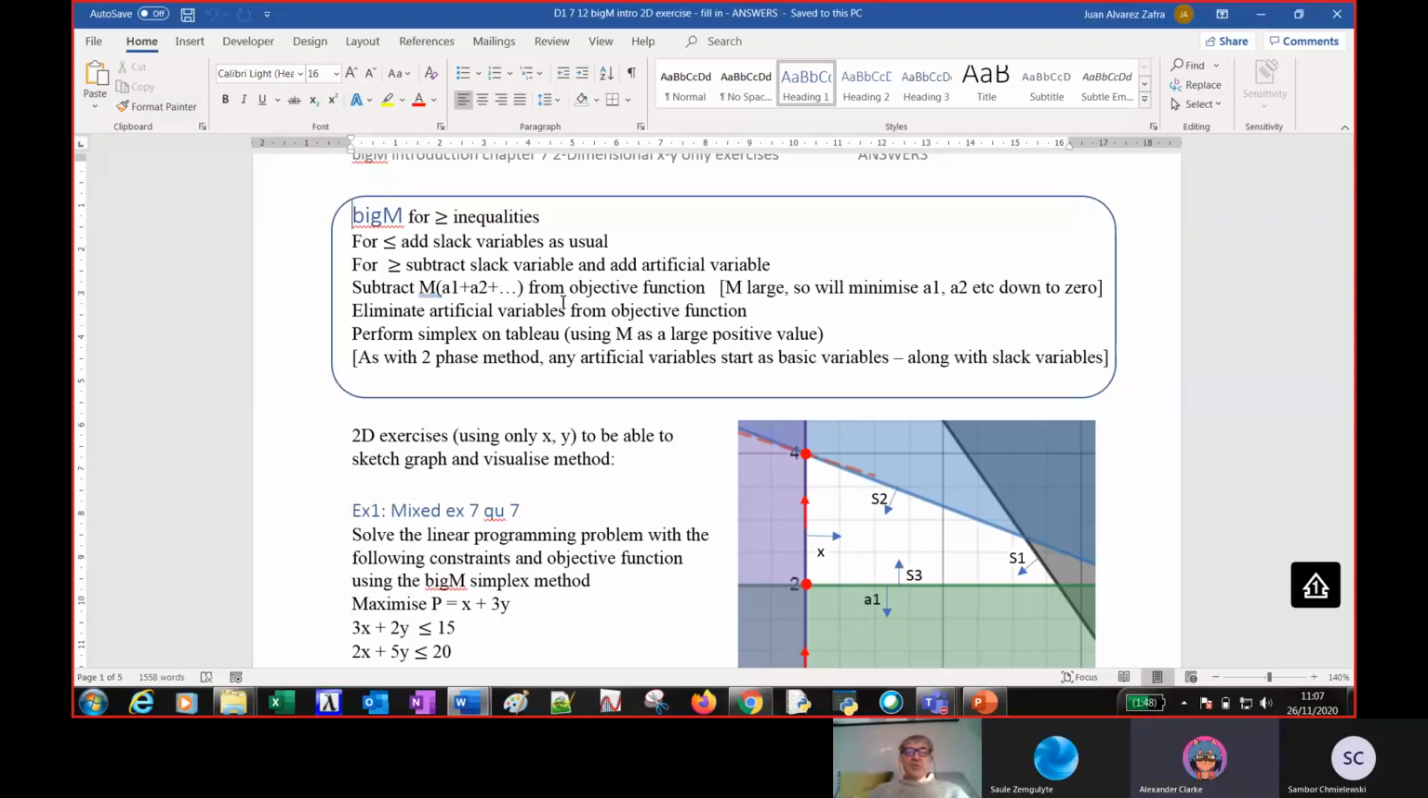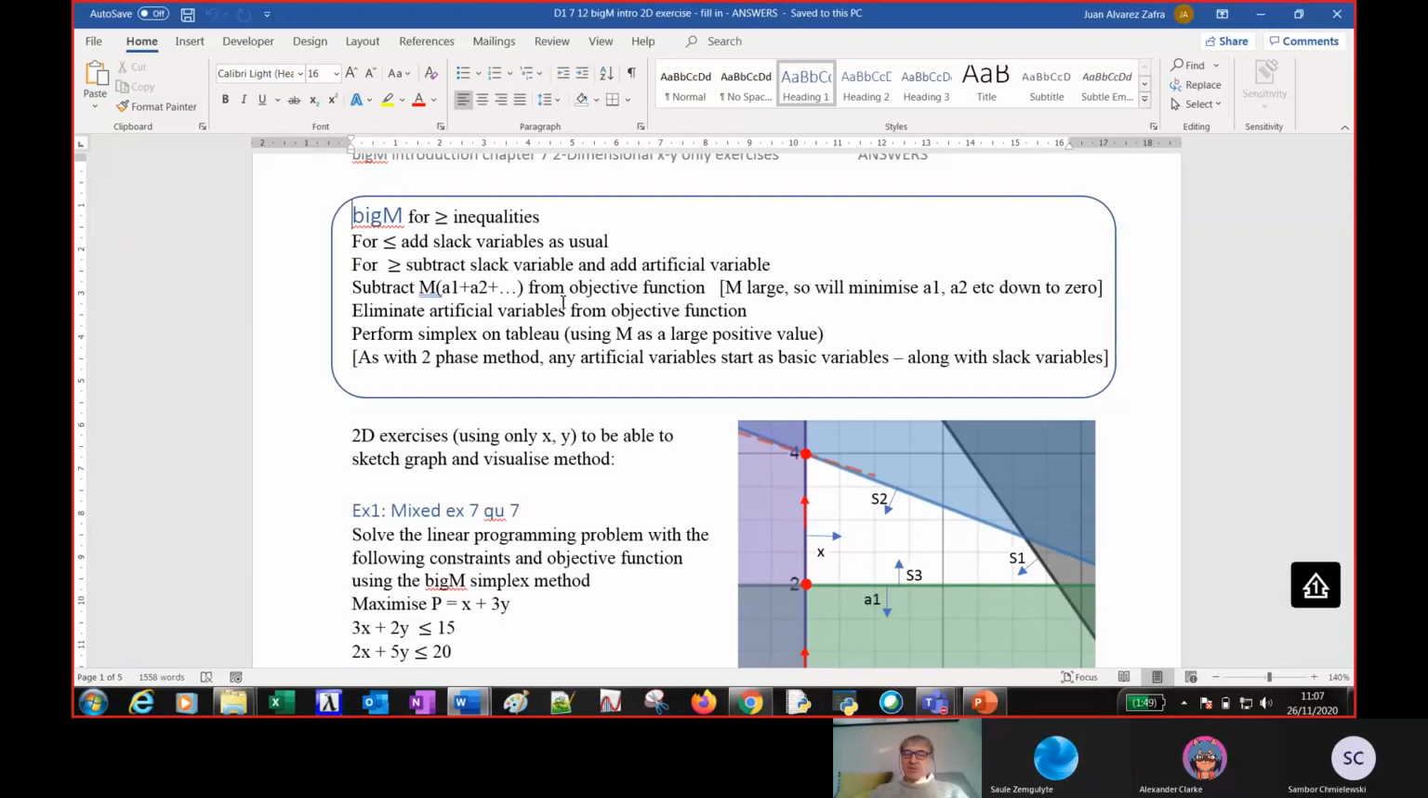Now, you ought to know a bit more than that. Why we want an arbitrarily large value is that in the objective function, we want to make A1, A2, all the artificial variables come down to 0. And therefore, we want to subtract M times each of those. So in trying to maximize the objective function, we want to make minus MA1 plus minus MA2, etc., as small as possible. I hope that makes some sense.